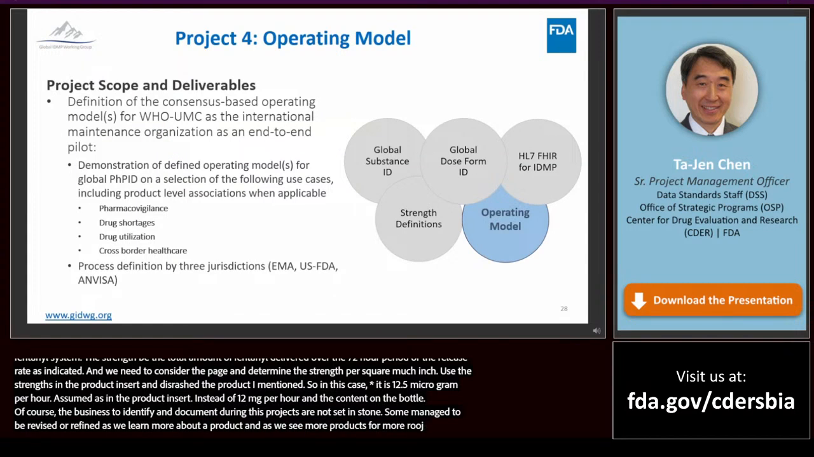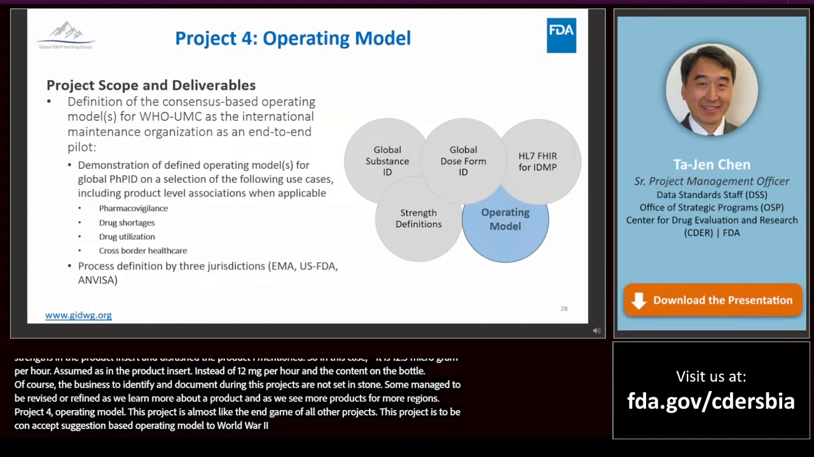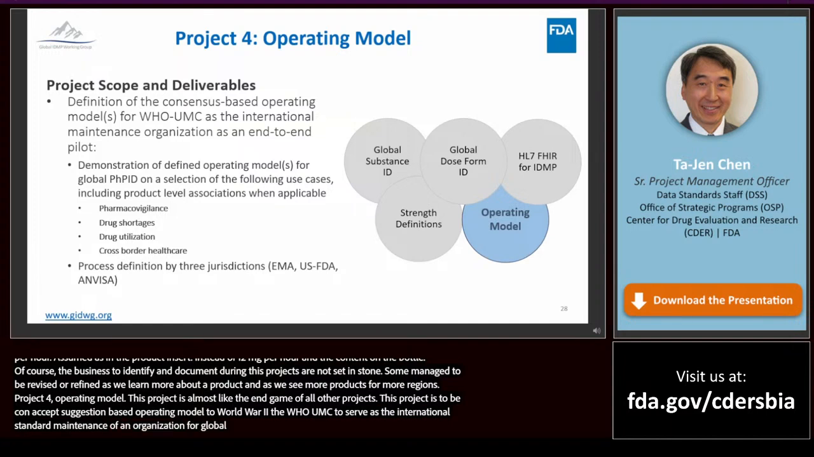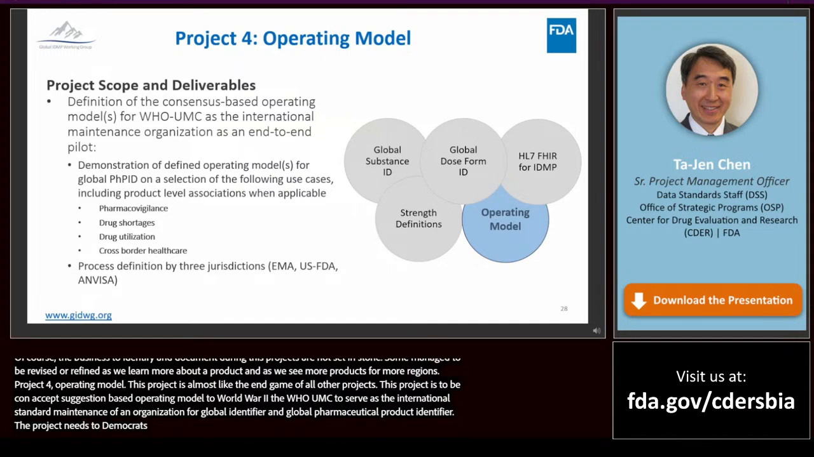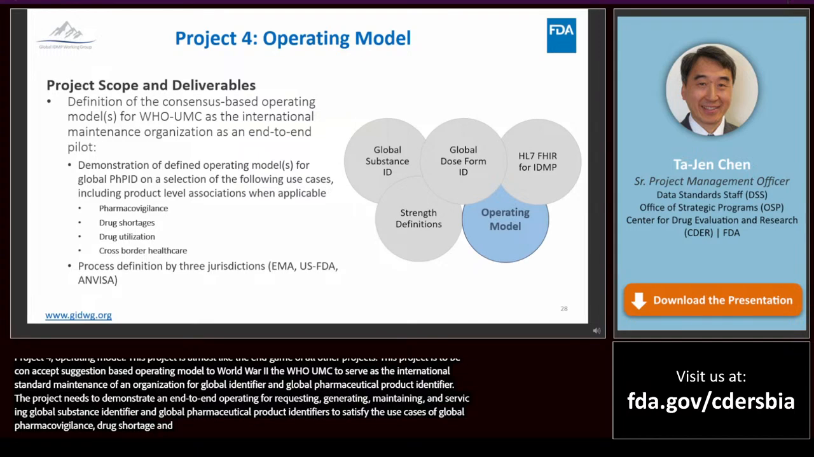Project number 4, the operating model. This project is almost like the end game of all other projects. This project is to build consensus-based operating model to support WHO UMC to serve as the international standard maintenance organization for global substance identifier and global pharmaceutical product identifier. The project needs to demonstrate an end-to-end operating for requesting, generating, maintaining, and servicing global substance identifier and global pharmaceutical product identifiers to satisfy the 3 use cases of global pharmacovigilance, drug shortage, and cross-border healthcare, and of course, other use cases if possible, right?